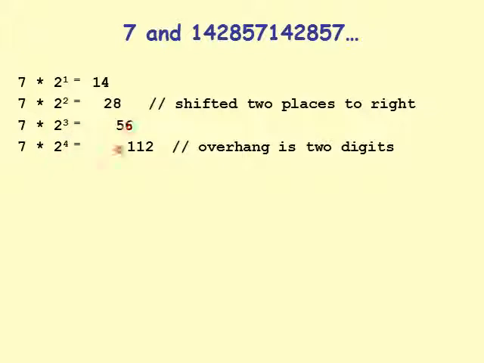Let's continue. So double again for the fourth power. It's 112. There are 3 digits here. One of them is aligned with the 6, and the next 2 digits are to the right of 6. Now double again, to the power 5.